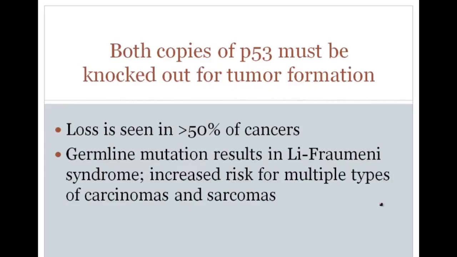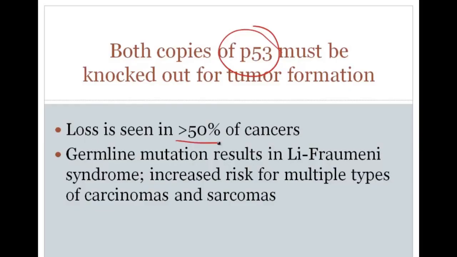And the way I think about this is it's sort of like an intersection, right? These are traffic cops, and if one traffic cop goes to lunch, then the other traffic cop can sort of man the intersection and there wouldn't really be any accidents. But if both traffic cops are not at the intersection, it becomes chaotic and there's an increased risk for accidents. And so the only way to develop tumors is to knock out both copies of P53. And that's called Knudson's 2-hit hypothesis. All right, that both copies of P53 must be knocked out for tumor formation is called Knudson's 2-hit hypothesis.